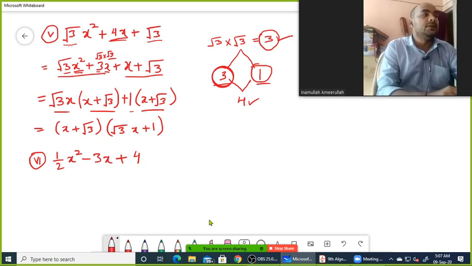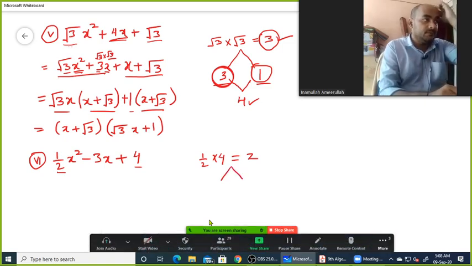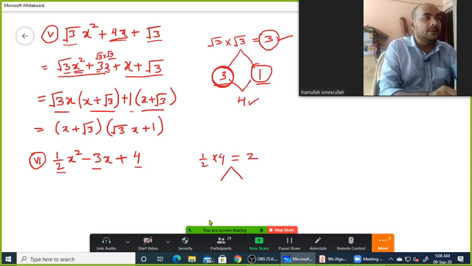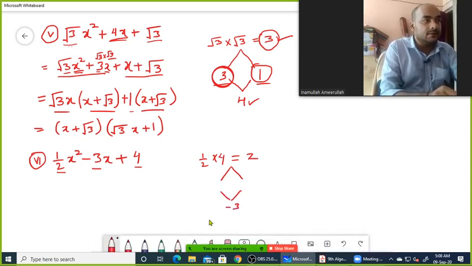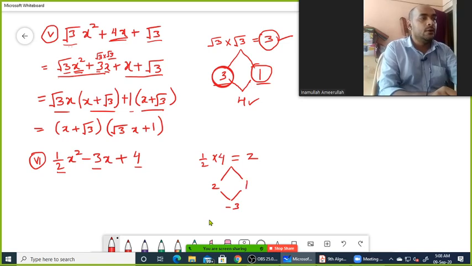The procedure is: take coefficient of first term. So coefficient of first term is 1 by 2 and coefficient of third term, which is 4. So it will give me 2. We need linear factors whose sum should be minus 3. So here we can take minus 3. So we need two linear factors. So we can take 2 ones are 2 and here we can take minus 2 and minus 1.